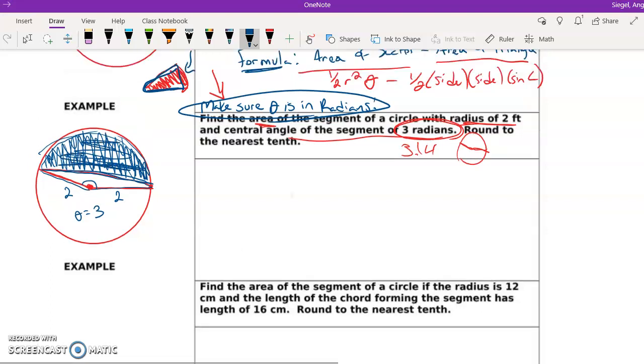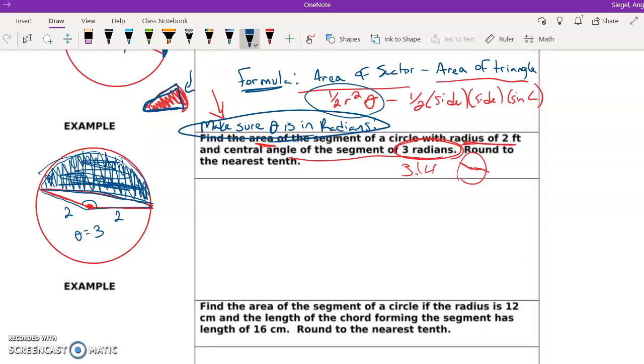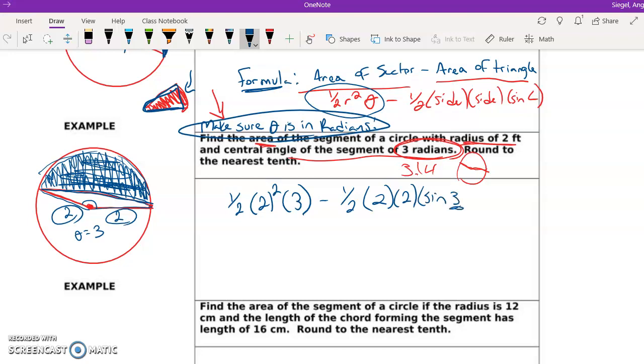Okay, so first of all, the area of the sector is 1/2 r squared theta, minus the area of a triangle. Notice that this is going to feel very similar because my radius and my side lengths are the same here. Then the sine of the included angle. This is why theta has to be in radians. Let's go ahead and type this in your calculator.